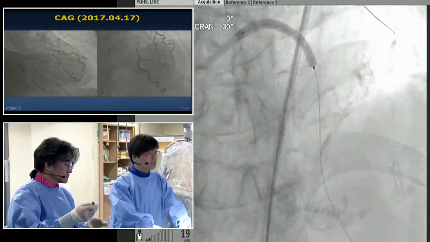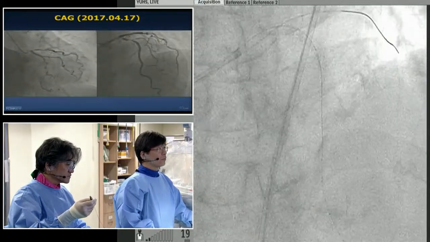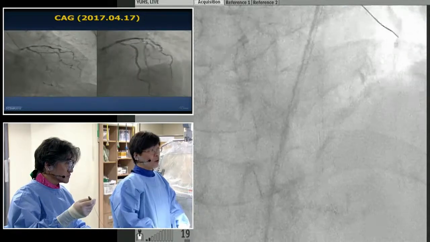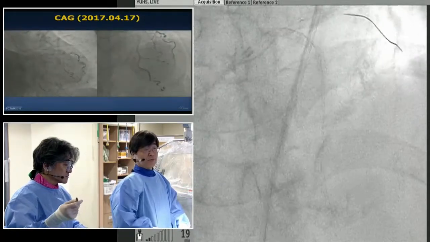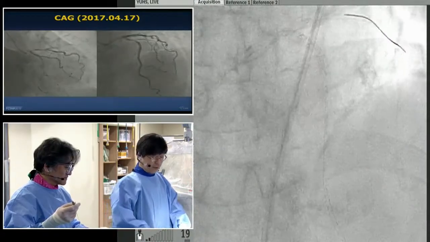Professor Hong, I'm keen to know how did you implant the stent to make sure that it covers the ostium of the left main without any contrast injection? Yes, let's check it. We don't know. So we do the IVUS again.